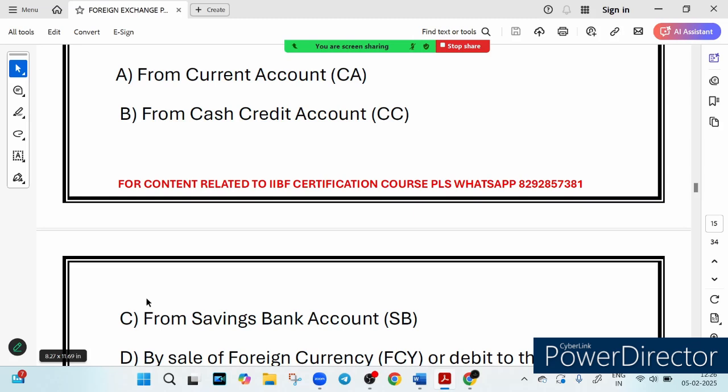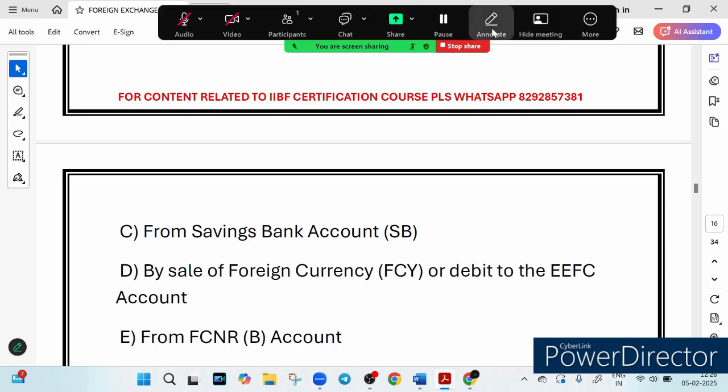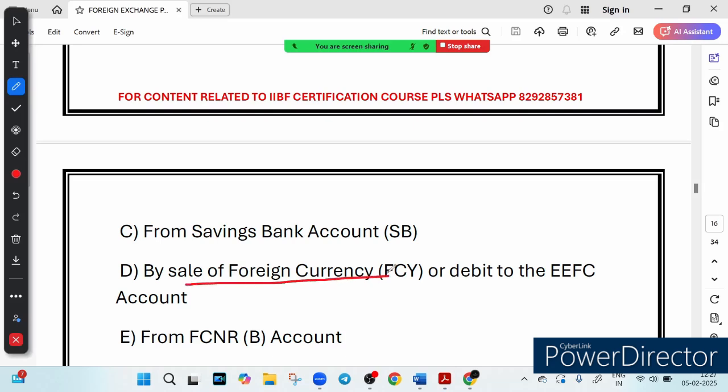And option D says by the sale of foreign currency or debit to the EEFC account. Yes, it is correct. When a business receives PCFC, the monthly interest is collected by either of two ways: sale of the foreign currency or debit to the EEFC account, that is debiting the exporter's Exchange Earners Foreign Currency account. This method is used to avoid the complication of exchange rate fluctuation while paying interest on the foreign currency account. So let us take an example and make this concept clearer.